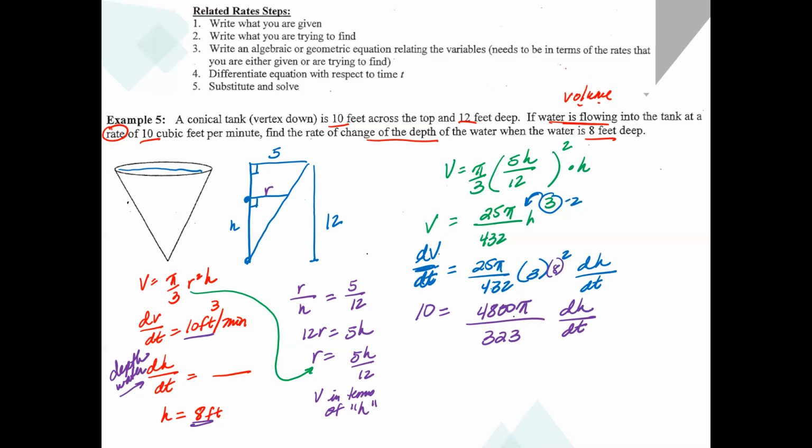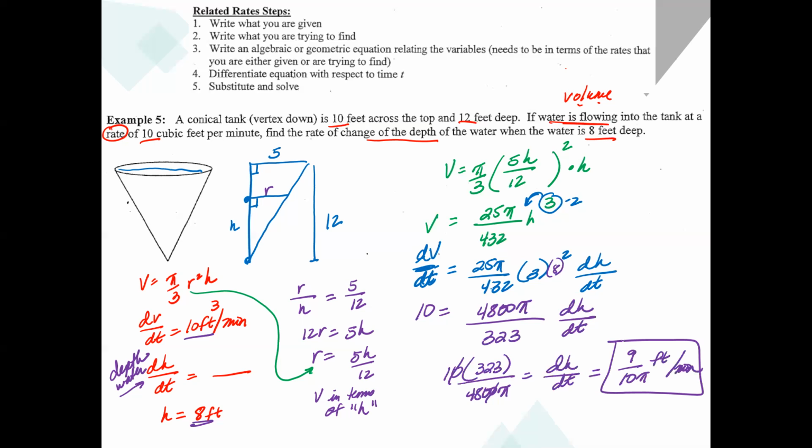And of course, you want to get rid of this. You can multiply by the reciprocal. So you have 10 times 432 over 4,800 pi equals dH over dt. And if you go ahead and simplify that even further, 10 and the 0 cancels, and then you can go ahead and reduce it a little bit more. You will have 9/10 pi feet per minute. And this is your answer.